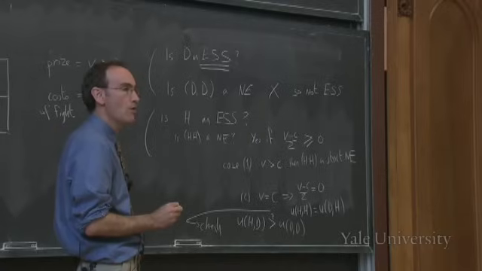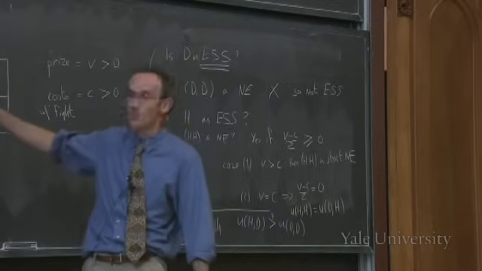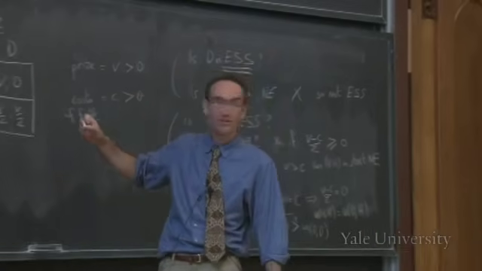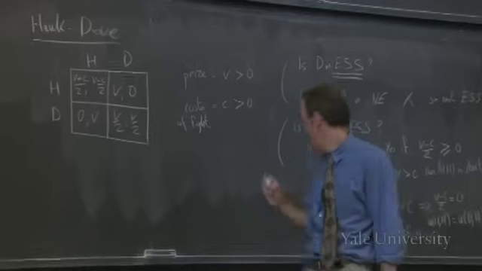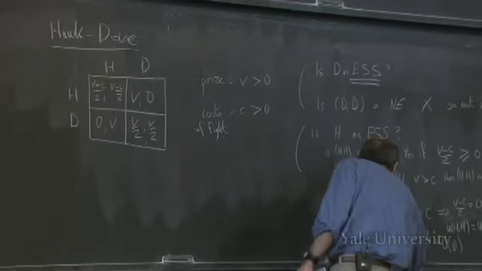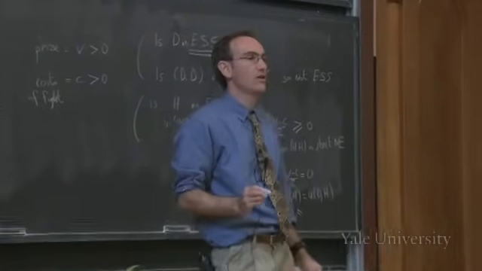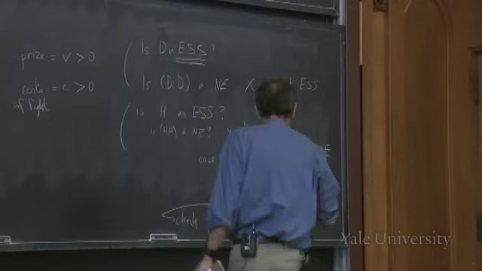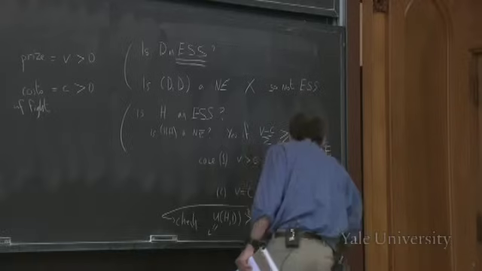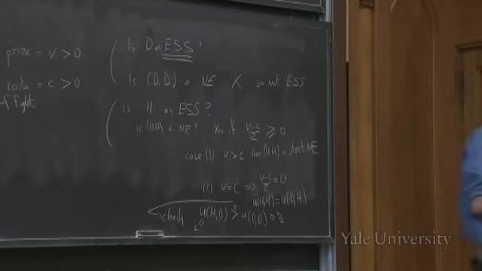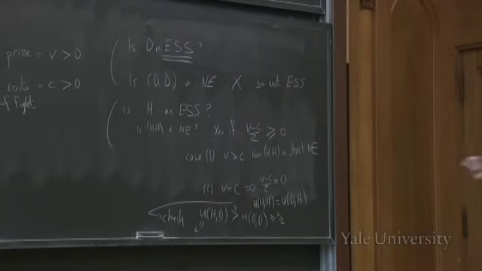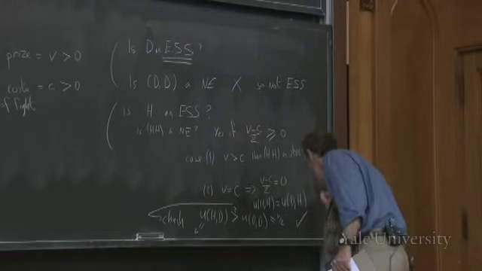Anybody? Payoff of hawk against dove, that shouldn't be that hard, it's on the board. Hawk against dove, shout it out. V, thank you. So this is V, and how about the payoff of dove against dove? V over 2. So which is bigger, V or V over 2? V is bigger because it's positive, right? So it's okay. So this is bigger, so we're okay.